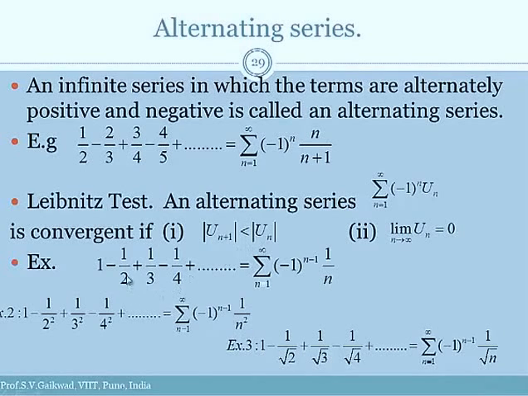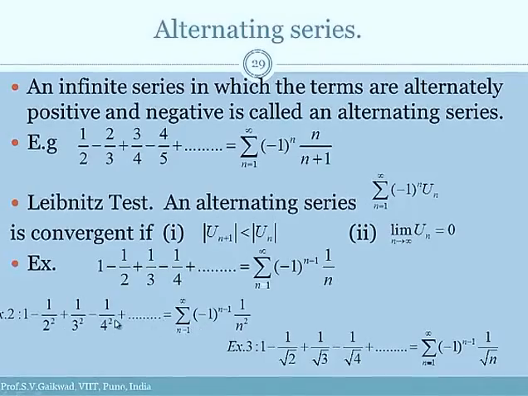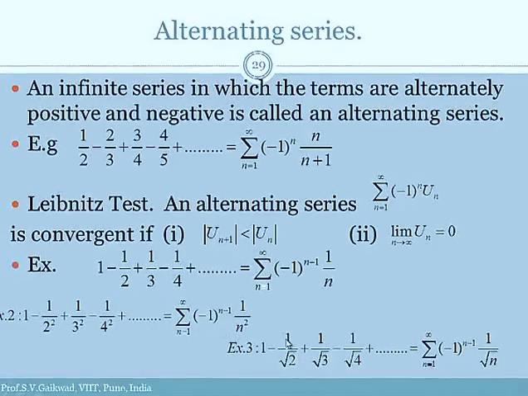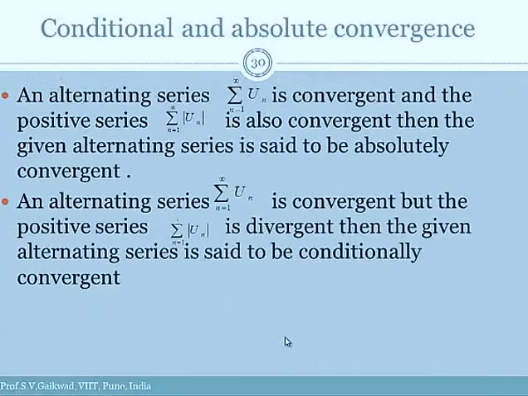Just like this example, 1 minus half plus 1 by 3 minus 1 by 4 and so on. This is the nth term, minus 1 raised to n minus 1 into 1 by n. This is another example here. These are alternating series, and now we'll discuss their convergence.